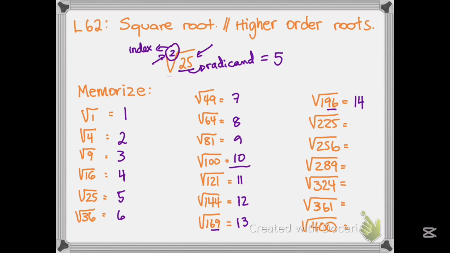The square root of 225 is 15. Of 256 is 16. 289 is 17. Square root of 324 is 18. Square root of 361 is 19. And the square root of 400 is 20. So very, very simple. Okay, so make sure you memorize these. This will make your life a lot easier.